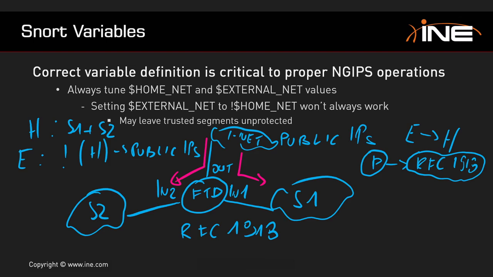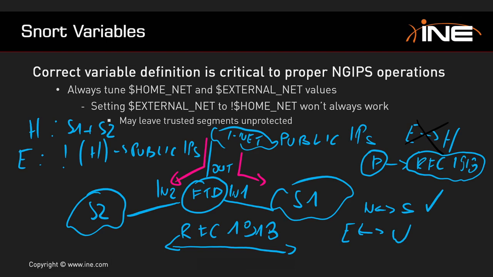So that type of configuration is going to generally work for north-south communication, like when you put FTD on the internet edge. But how about if you are looking at the east-west traffic? Or in other words, internal communication, like from S1 to S2 or vice versa. In this case, all rules written using these two variables, from external to home, won't trigger.